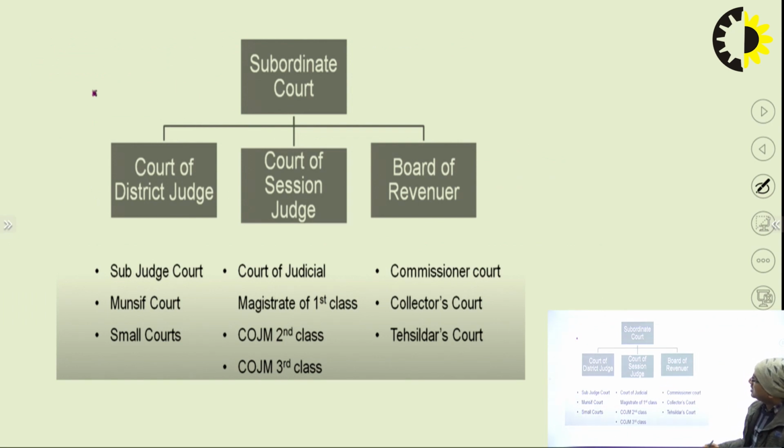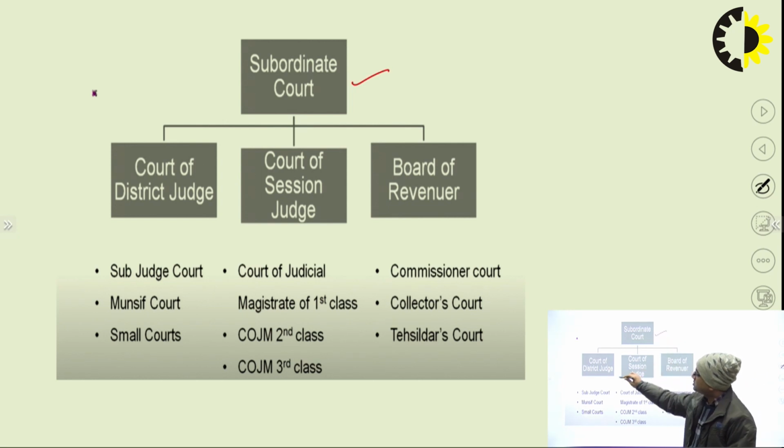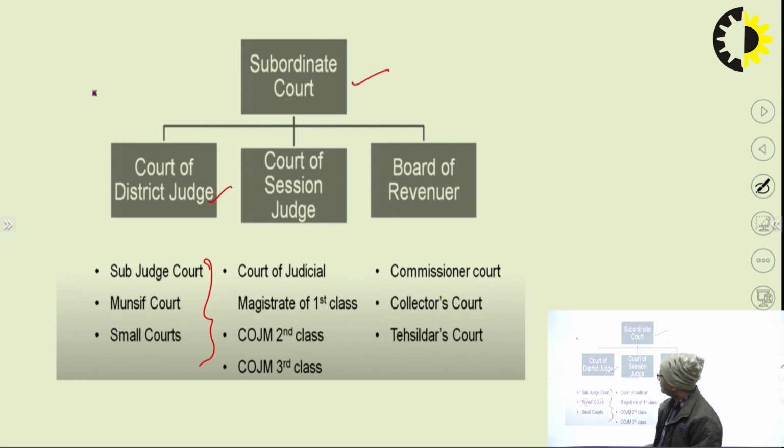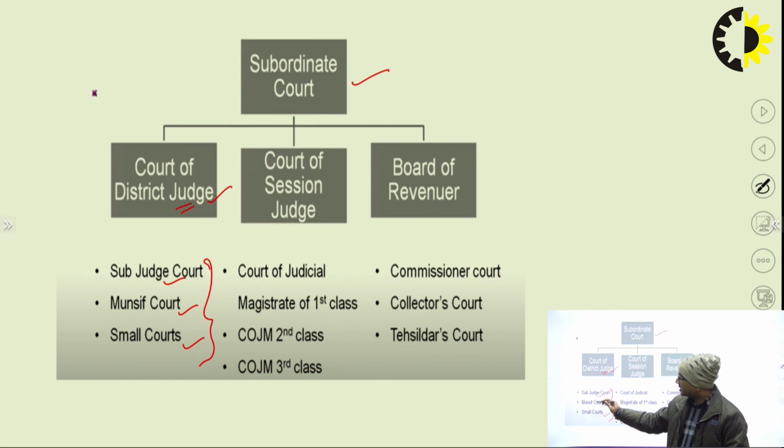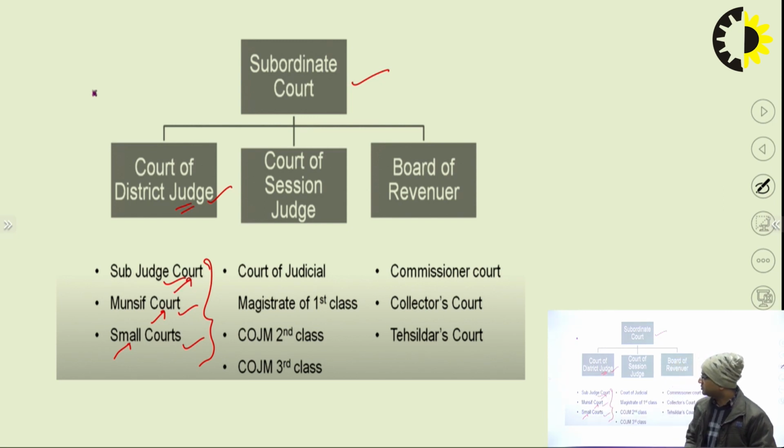Here, as I have discussed about subordinate courts, they are further divided into 3 parts: the session court or the district judge, sub court, sub judge court, municipal court, and small court. Depending on how much money the matter is related to, that particular case will be sent to the small court, municipal court, or sub judge court. Similarly, depending on how much penalty or fine a particular session judge can impose, cases are given to third class, second class, and first class judges.